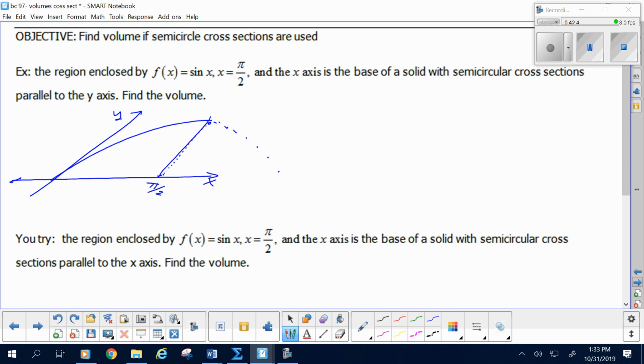Now, the sections are parallel to the y-axis. You've got to read carefully. Sometimes they'll say parallel to the y-axis, sometimes they'll say perpendicular to the x-axis. You've got to read. Parallel to the x-axis looks like that. Parallel to the y-axis looks like this. Okay. Now they are semicircular cross sections, so they'll look like this, this, that, and there's this kind of ridge going on. Semicircles or half circles.